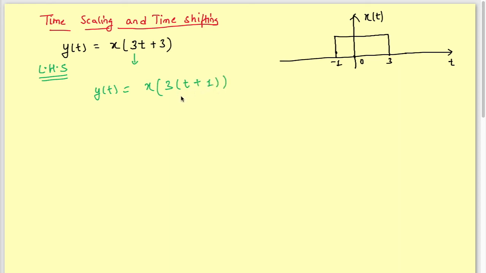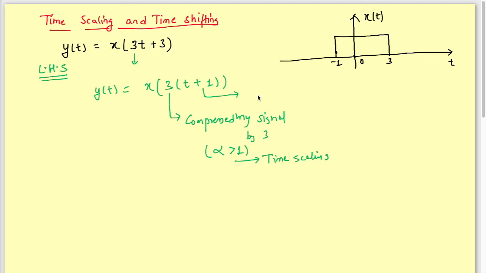So what I need to do first here is compress my signal by 3, because alpha here is greater than 1, as we have studied in time scaling. That's why we need to compress our signal, and then after this we need to advance our signal by 1.